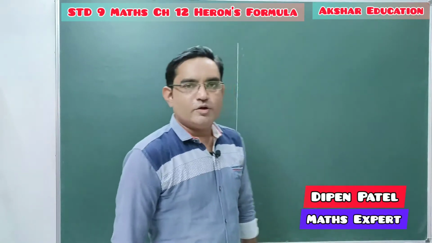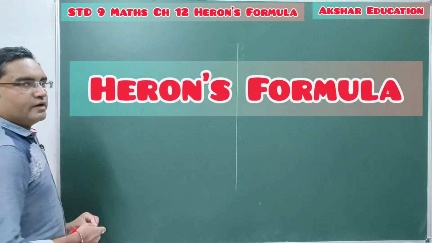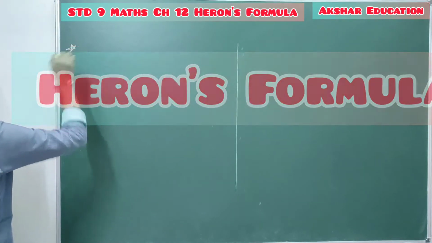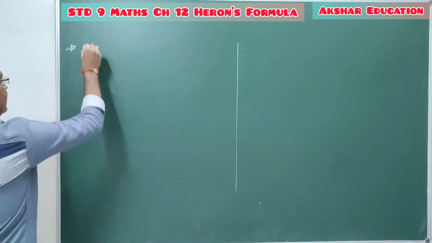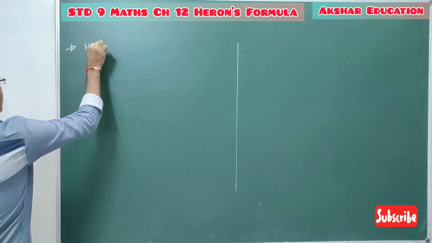In this video we are going to discuss Heron's formula. What is Heron's formula? Heron's formula is used to find the area of a triangle. The name of the formula is Heron's formula.